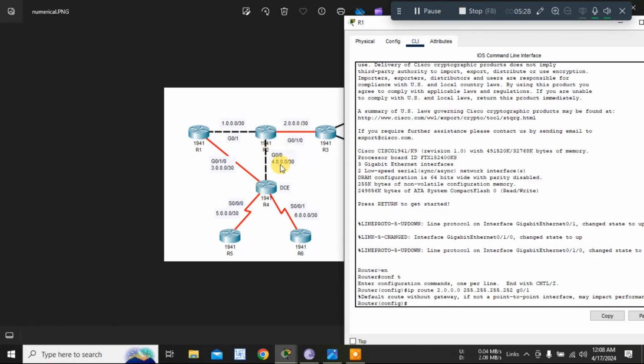Now let me do for 4. Now again ip route 4, the subnet mask is the same, then that route will go to this router via gigabit ethernet 0. Okay, it is also done.